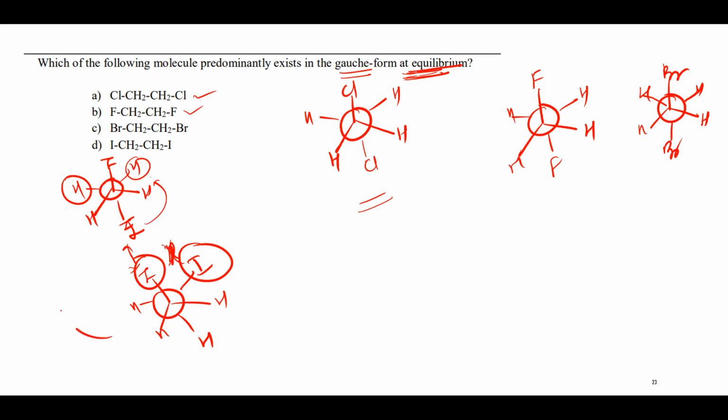So this is always trying to get converted into this form, the anti form. So it will not try to stay in the gauche form at equilibrium. So this is the incorrect option.